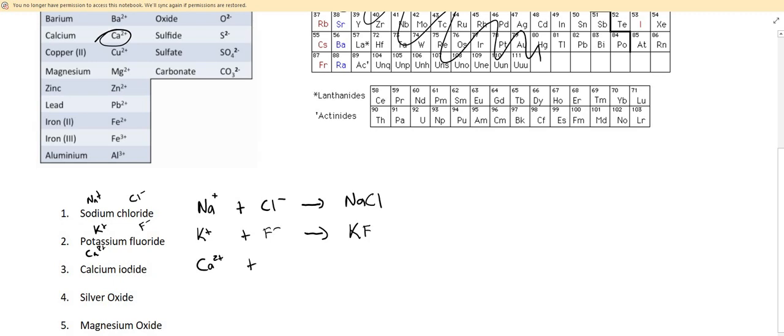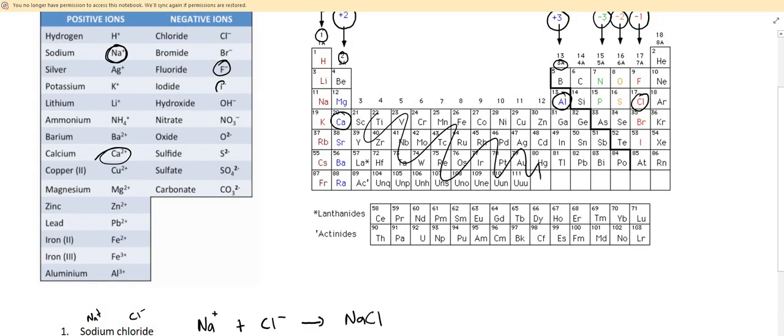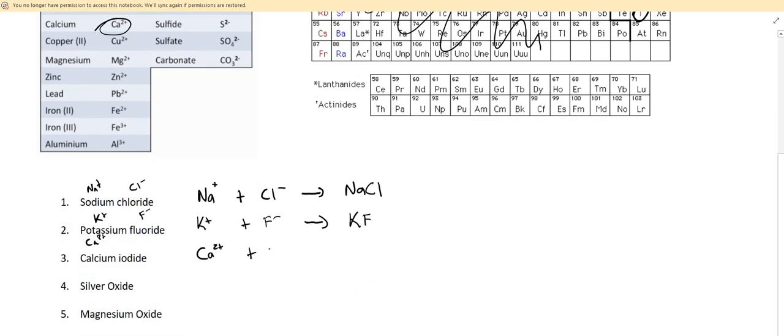Now who is he partnering with? He's partnering with an iodide ion. So we have to go back up to our table, find iodide. Remember, iodide is a halogen. There he is there in the periodic table, and has a 1- charge. So we write down I-. Now it gets a little bit trickier because we've got a positive ion with 2 positives, and we've got a negative ion with 1 negative.